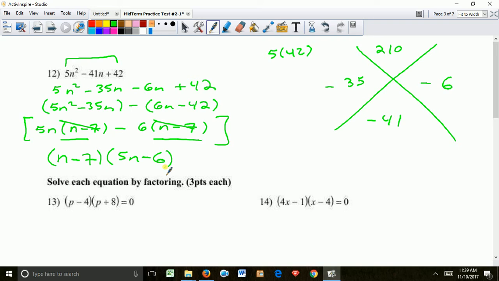Again, if you see the factors and know how to factor it, that's fine. If you don't see the factors, you can group factor.